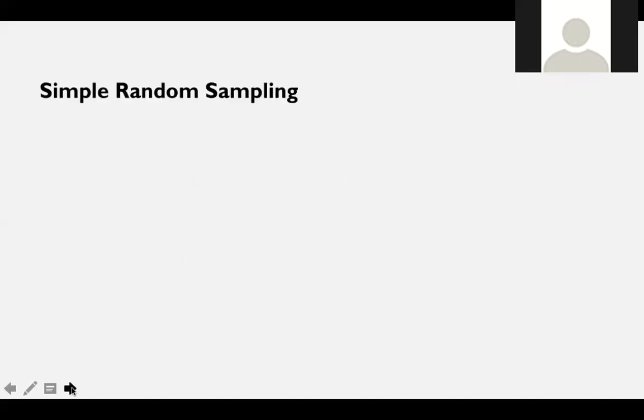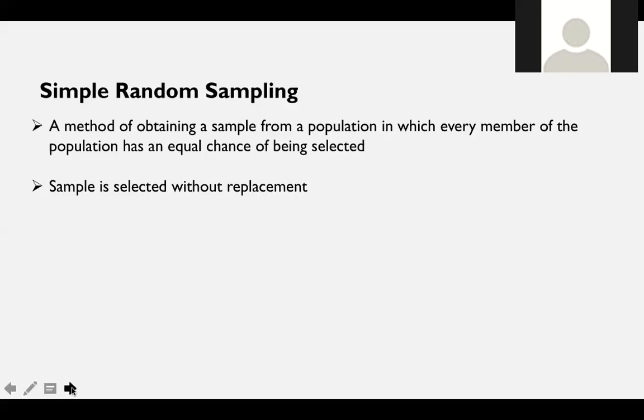Okay, so we just talked about sampling bias. Now we're going to go through some sampling methods. So simple random sampling is a method of obtaining a sample from a population in which every member of the population has an equal chance of being selected. So this is selected without replacement as well.